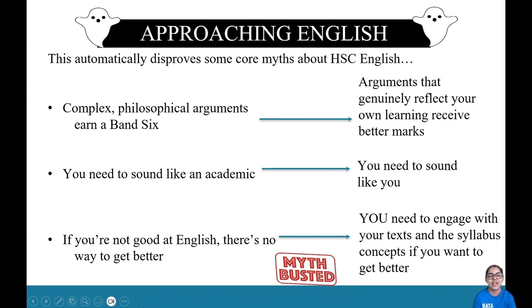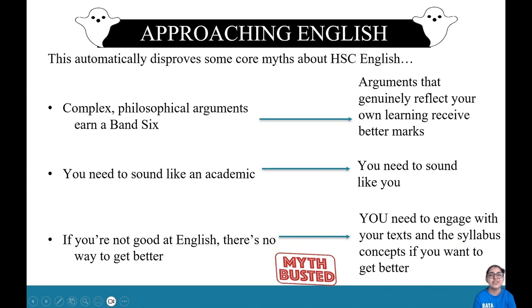So then, let's have a look at some of these myths that we're told about HSC English that add to the stress of it. So firstly, we're told that generally English is a complex subject. We require philosophical arguments to earn a Band 6. Rubbish. We don't, right?